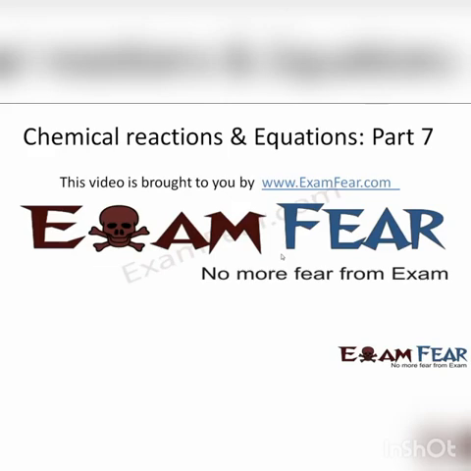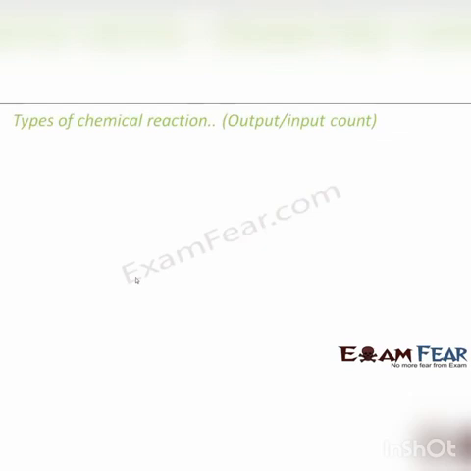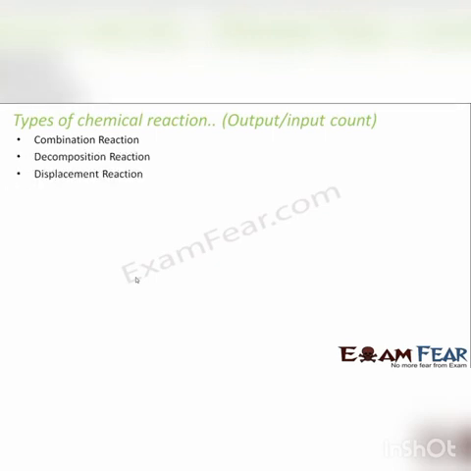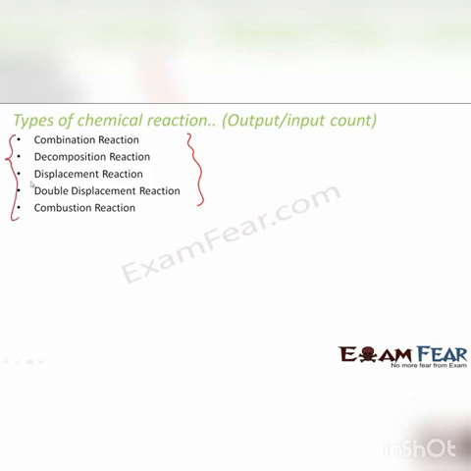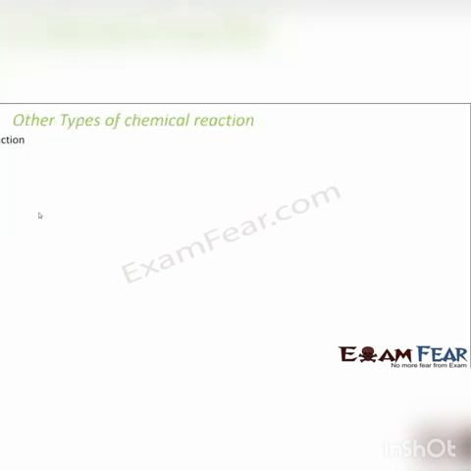Before watching this video, please make sure that you have watched part 1 to part 6. A good number of exercises are there. Let's see the types of chemical reactions. Typically there are 5 types of chemical reaction. The first is combination reaction, then decomposition reaction, displacement reaction, double displacement reaction, and combustion reaction. There are 5 kinds of chemical reactions we have. There are other types also, but they fall in these types. For example, looking at any chemical equation you can say that this is one of the types.